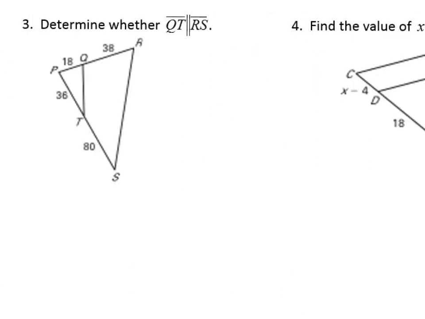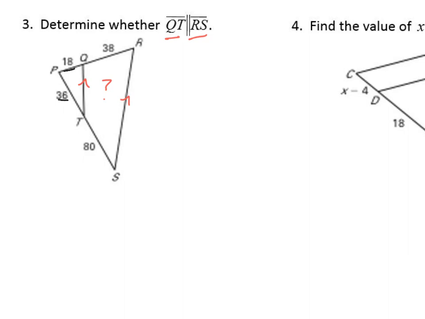So for my next example, I'm trying to determine whether or not these two segments are parallel. So we're talking about QT and RS. So are these actually parallel? In this case, I'm not solving for any side lengths. They give me all 4 sides.